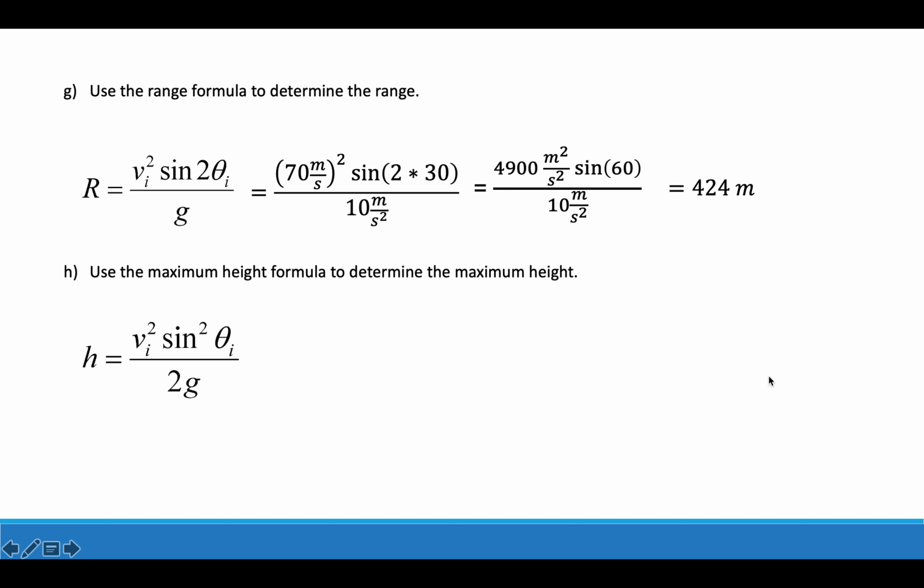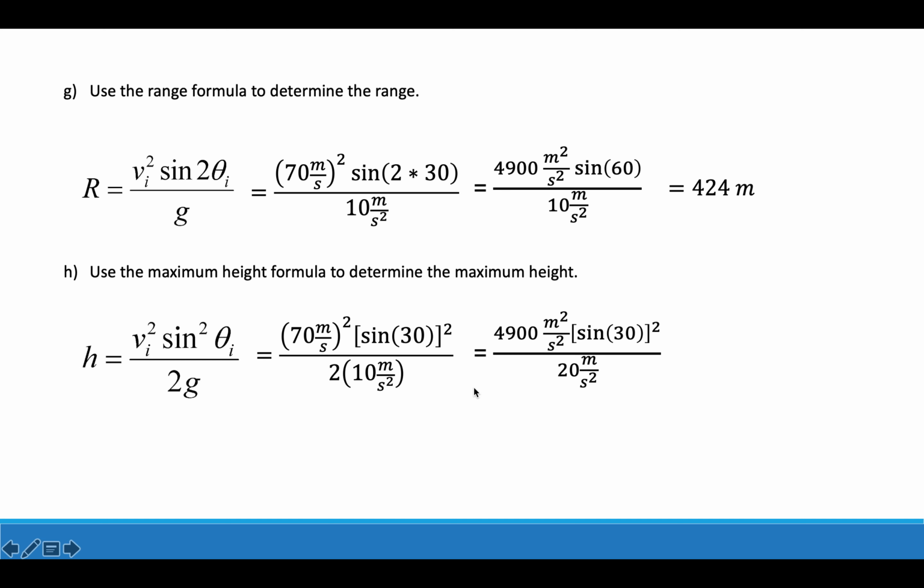I can also determine the maximum height. So the maximum height is determined by taking the initial speed squared times sine of the angle squared. So I'm going to figure out what sine of 30 is and square it, and then divide by twice gravity. So if I were to put this into my calculator, I would put that as the speed squared, 70 squared. I would calculate sine of 30 and then square it, and then divide by twice gravity. 2 times gravity is 20.